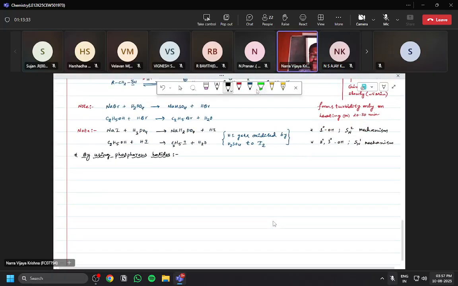Here also the reaction will proceed via what mechanism? For example, I am taking ROH alcohol allowed to react with PCl3 to form RCl plus H3PO3. Three times, so 3 OH groups, so I am writing 3, 3. Now, ROH with PCl5 gives RCl plus POCl3.